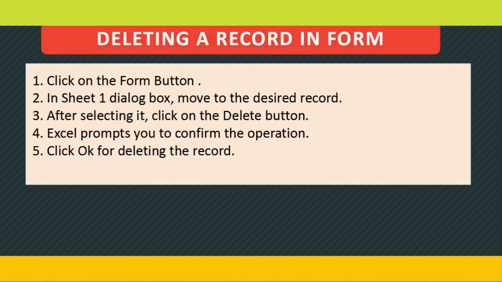To delete a particular record, click on the Form button. In the Sheet 1 dialog box, move to the desired record by clicking either on the Find Previous button or the Find Next button. After selecting it, click on the Delete button. Excel prompts you to confirm the operation. But remember students, you cannot undo a row deletion after you confirm it. If you want to delete it, click OK. And that is how a record is deleted in a form.